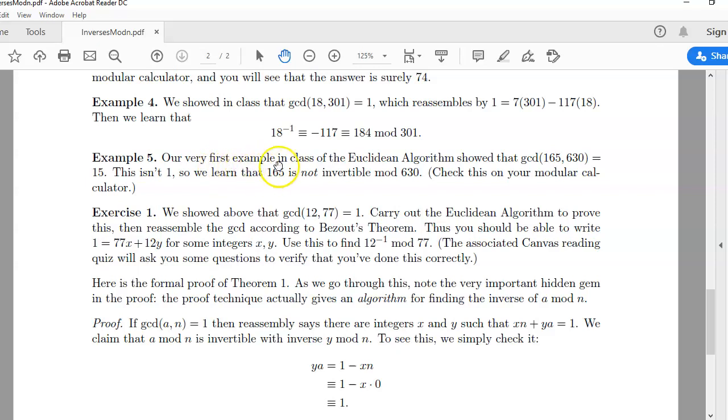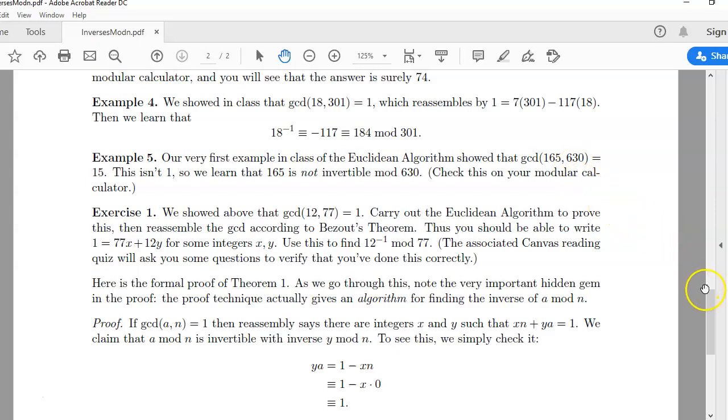The very first example in class that we ever looked at of how to use the Euclidean algorithm showed that the GCD of 165 and 630 was 15. Well, 15 isn't 1. And so you also learn that 165 is not invertible mod 630. You check it on your calculator. Try to invert it. You can't do it. It's because they are not relatively prime. They clearly share a prime. 5 divides both. That ends in a 5 and that ends in a 0. They're not relatively prime, so one cannot be invertible mod the other.